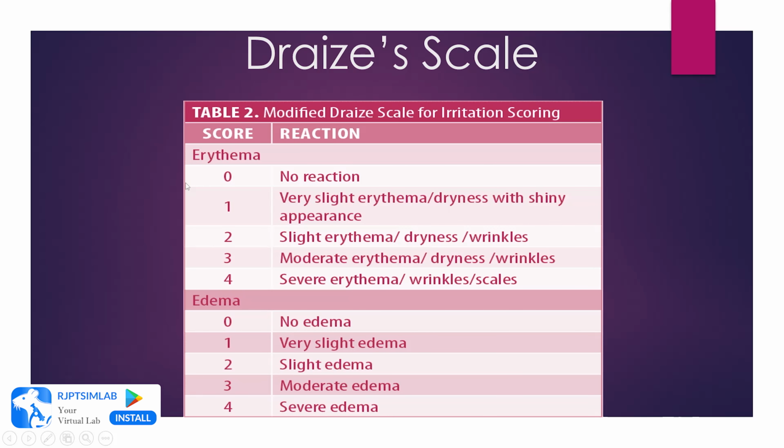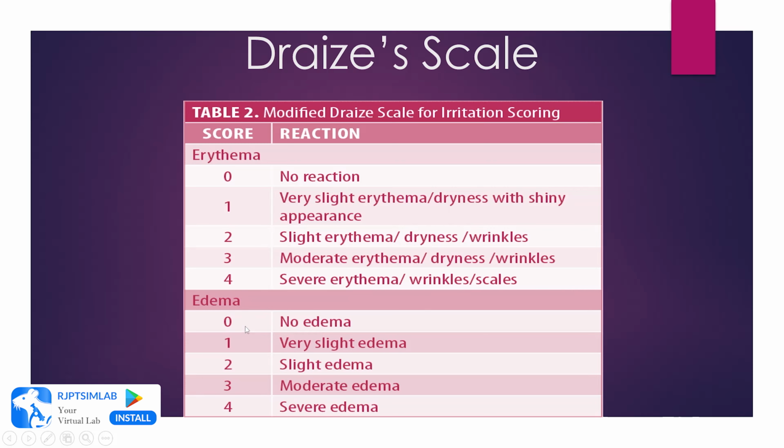As we can see here, erythema and edema, both of the factors are mentioned, and below that, the score is mentioned from 0 to 4 for both factors. For each score there is a reaction: a score of 0 shows no reaction, and a score of 1 shows very slight erythema, with dryness or shiny appearance. Similarly for 2, 3, 4: slight erythema, moderate erythema, and severe erythema.